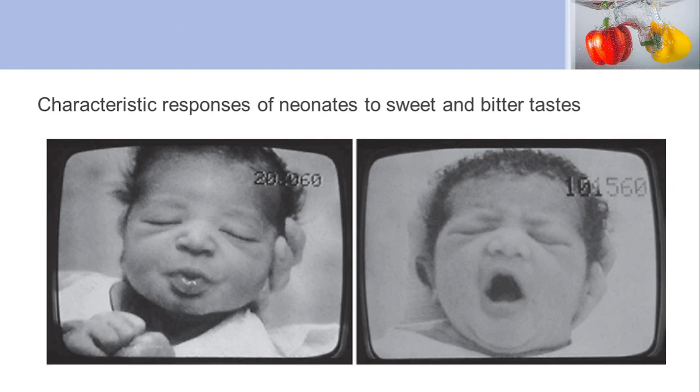Here you can see the characteristic responses of a newborn child to sweet and bitter tastes. See the differences. How did the child learn about these responses? It is all based on the experiences that the child had while in the womb of the mother.